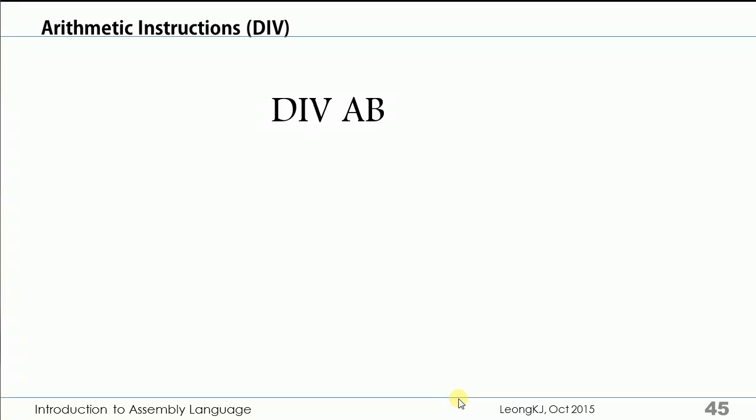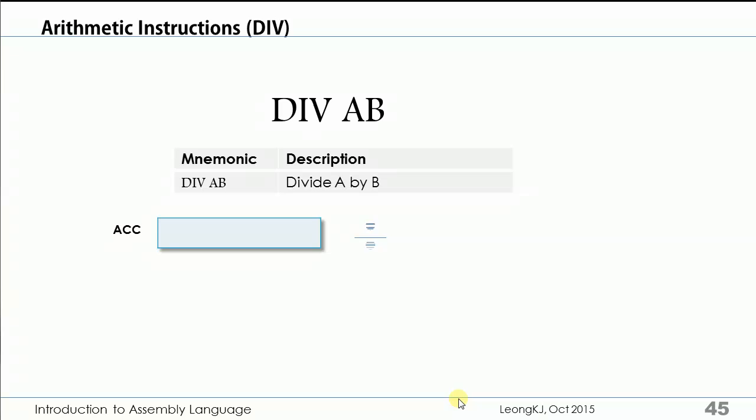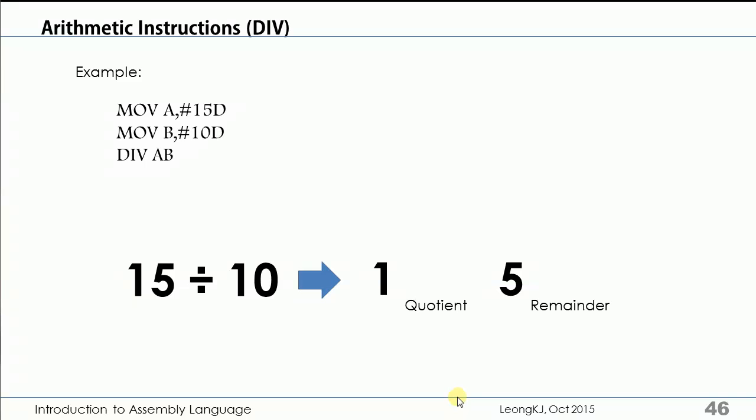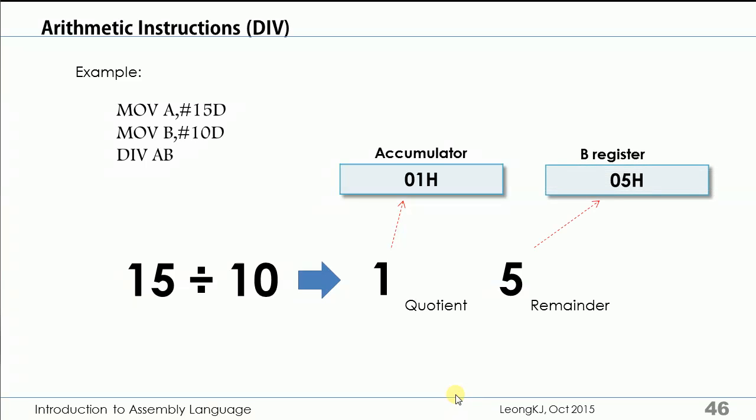The divide instruction. The divide instruction divides the content in the accumulator by the content in the B register. The result is stored in both the accumulator and the B register. Let's take a look at this example. The D means that the numbers presented are decimal numbers. The instruction means divide 15 by 10. The results are 1 with a remainder of 5. The quotient is stored in the accumulator. The remainder is stored in the B register.